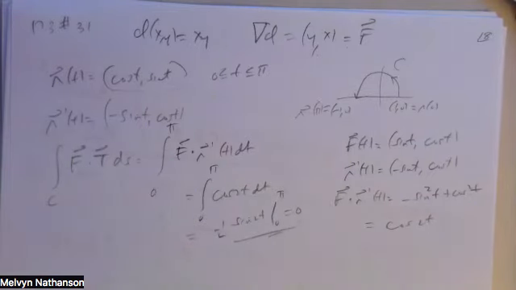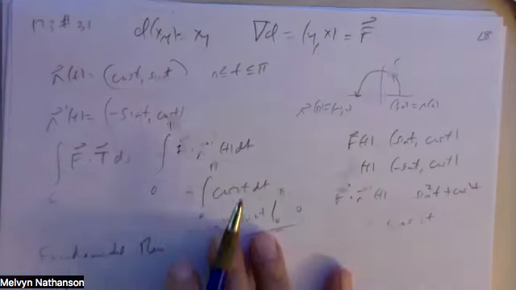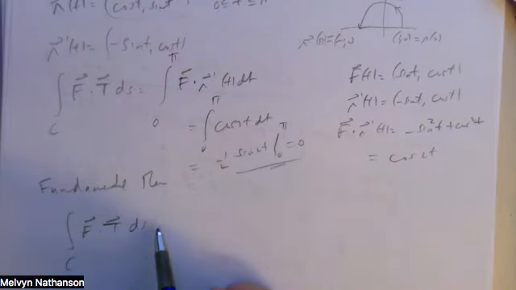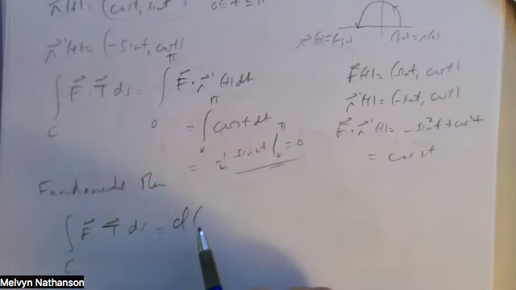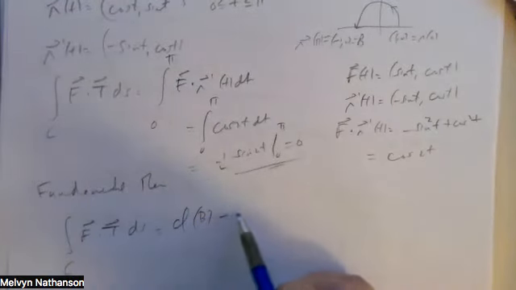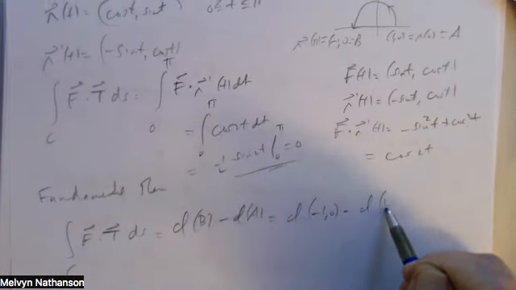So this integral is 0. But now if I use the fundamental theorem, the integral of this conservative function along the curve C is going to be simply the potential function phi evaluated at the point B, where you end up, minus phi of the point A. A is where you started. So this is phi of minus 1, 0 minus phi of 1, 0.